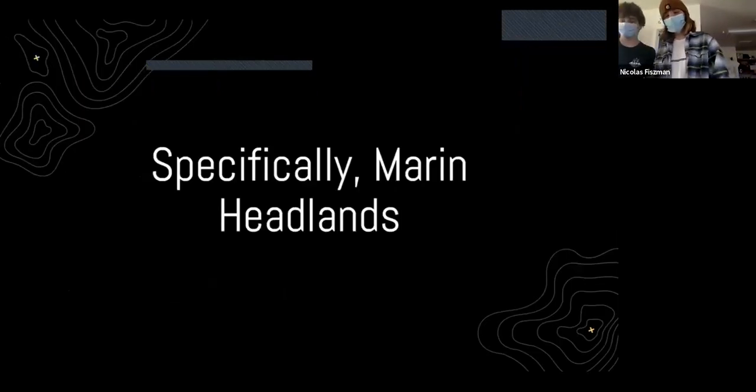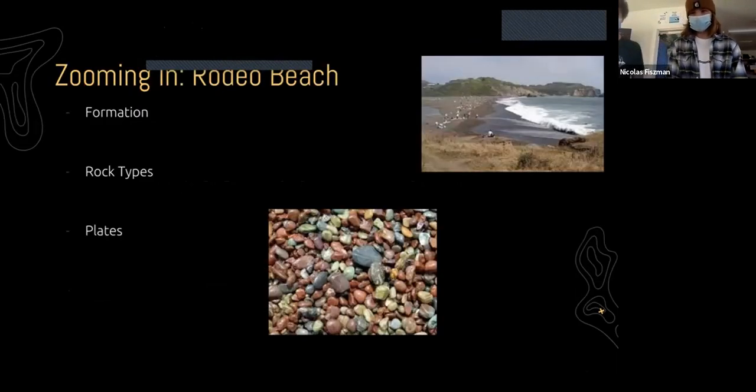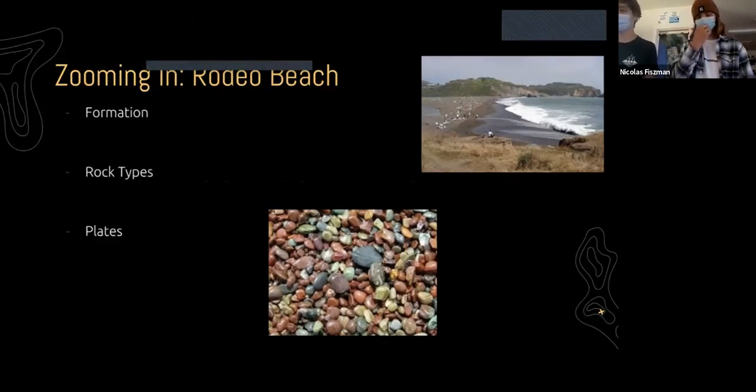Okay, so for our virtual field trip, we decided to focus on the Marin Headlands due to its diverse geological landscape. So zooming in, focusing on Rodeo Beach. Rodeo Beach was formed 5,000 years ago when the sea level rise slowed after the end of the last glacial period. Rodeo Beach is home to three Franciscan rocks. These rocks include chert, basalt, and sandstone.